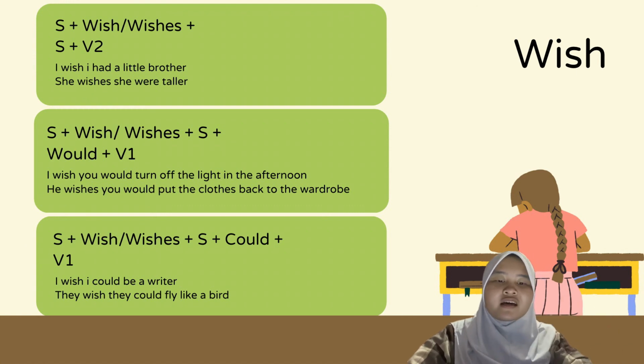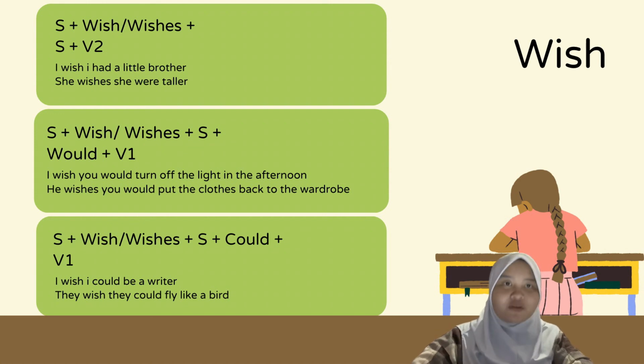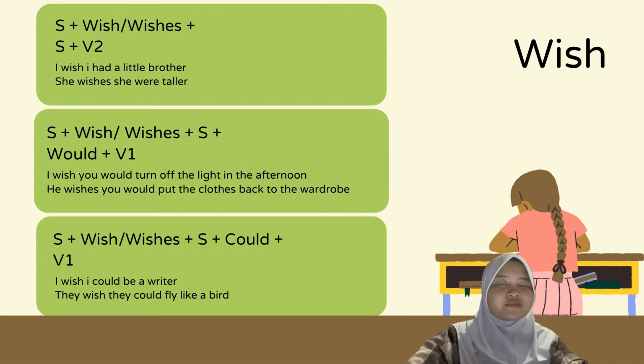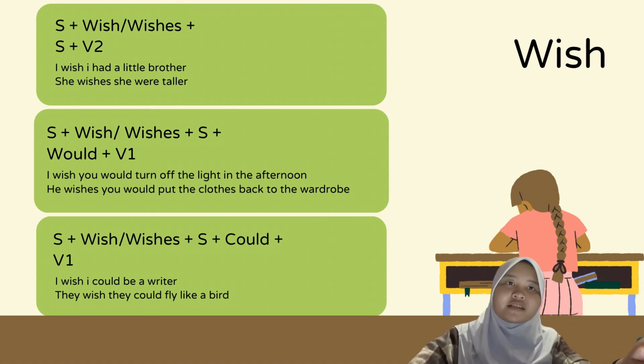And why? It's because the sentence is about complaining about someone's behavior, so we use you, and the subject you is referring to someone, followed by would, and then followed by verb 1, turn off. And the light in the afternoon is the complement.